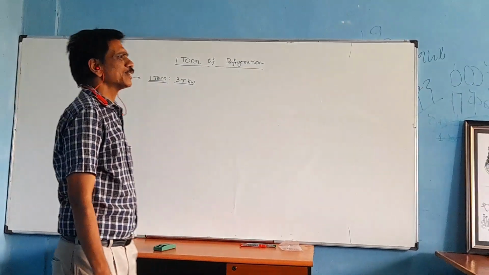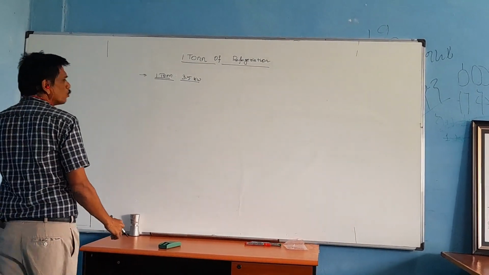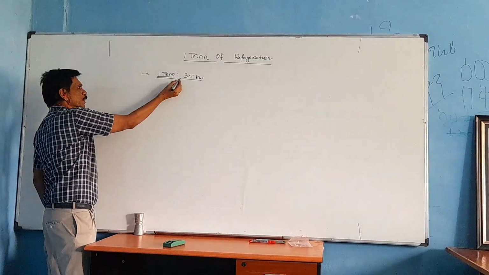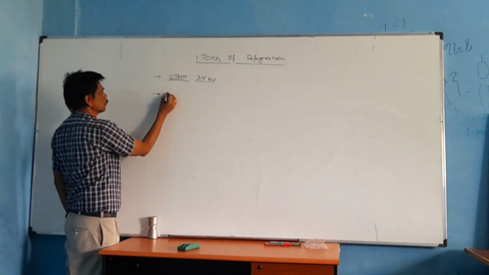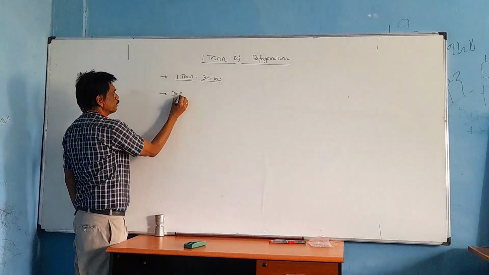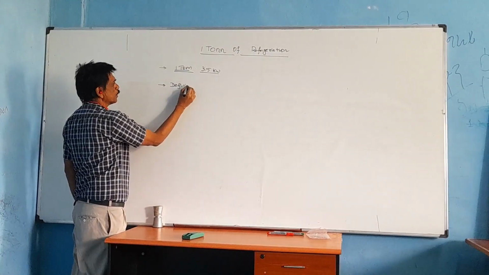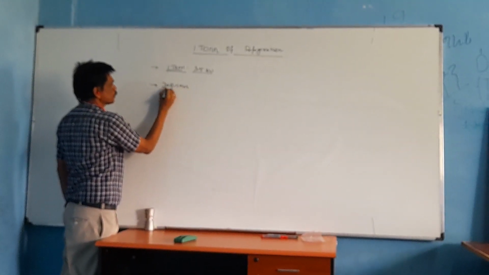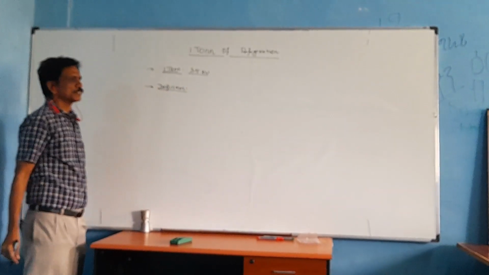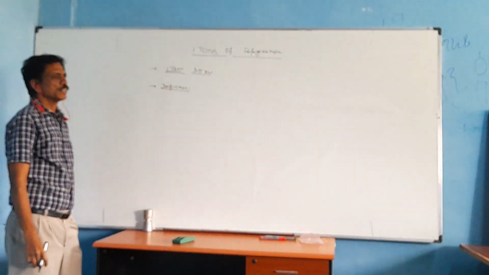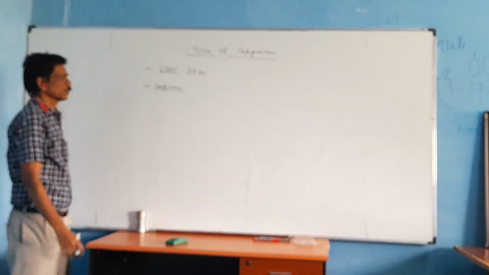So what is meant by the ton of refrigeration? How can we get it as 3.5 kilowatts? First we will discuss the definition of 1 ton of refrigeration. How can we define the ton of refrigeration?